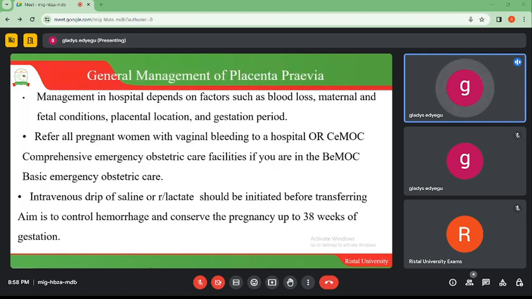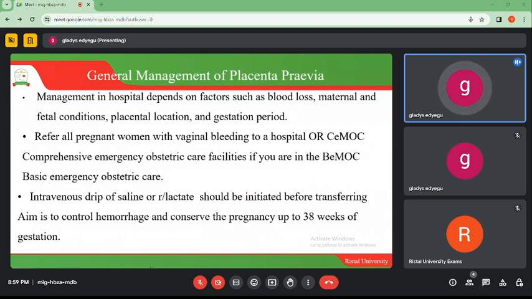So we have the general management of placenta previa. How do you manage these mothers when they come generally to our wards, our different hospitals, our health centers, our clinics? Management in hospital depends on factors such as blood loss. Having mentioned the signs and symptoms, there's blood loss, and then also maternal and fetal conditions.